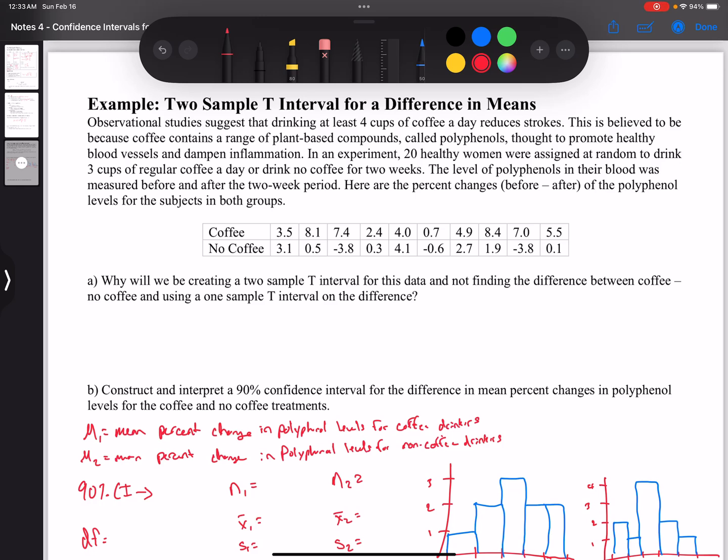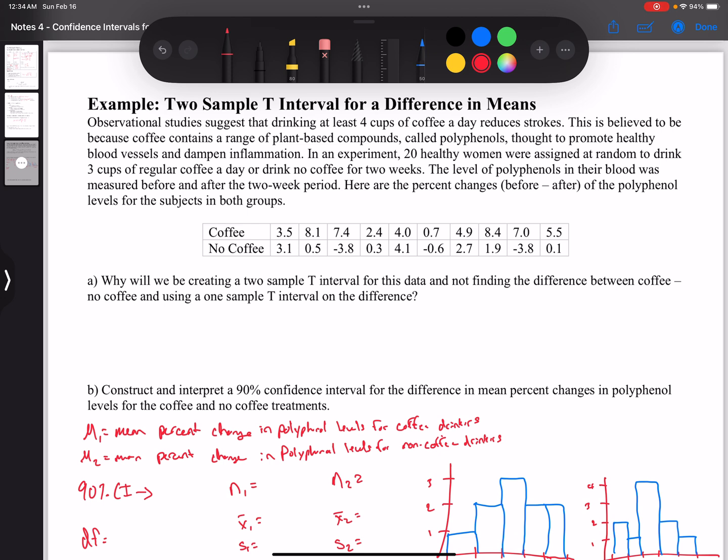All right, so I'll give you a second to read through this example, and then I'll run through the different questions. Okay, so part A says, why will we be creating a two sample t interval for this and not finding the difference like we did in the last lesson, between coffee minus no coffee, and using a one sample t interval instead? Okay, think about it. Try to see if you can figure it out.